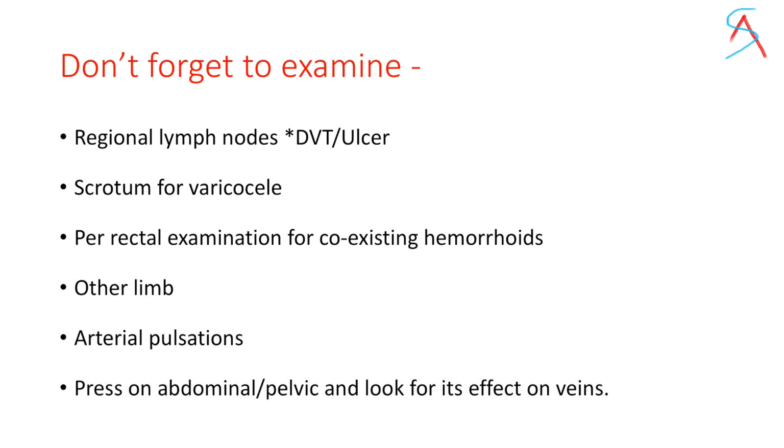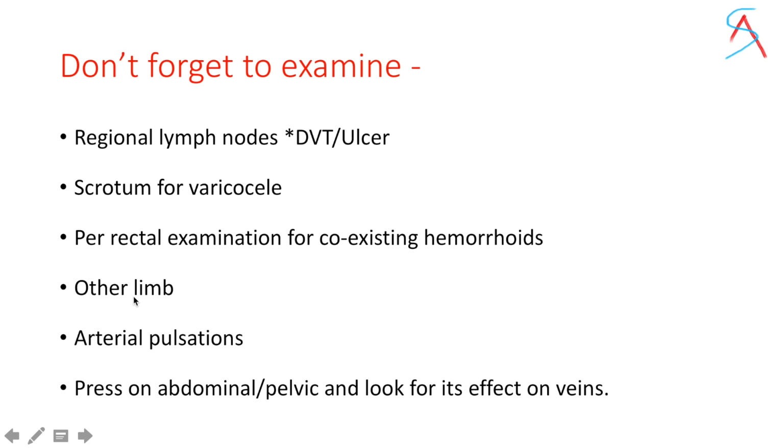So in the exam, don't forget to examine the regional lymph nodes, because in case of deep vein thrombosis or in case of any malignant ulcer, lymph nodes may be palpable. Remember, in Marjolin's ulcer there will be no lymph nodes palpable. We have to examine the scrotum for any varicocele, because I told you if varicose veins are there, then they could be there at the scrotum, at the esophagus, at the rectum. You can also do a rectal examination for coexisting hemorrhoids.